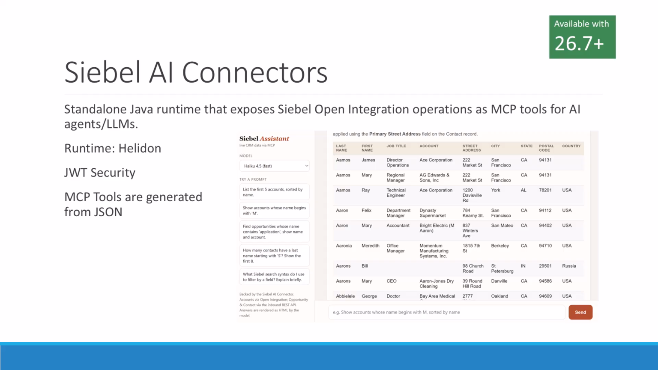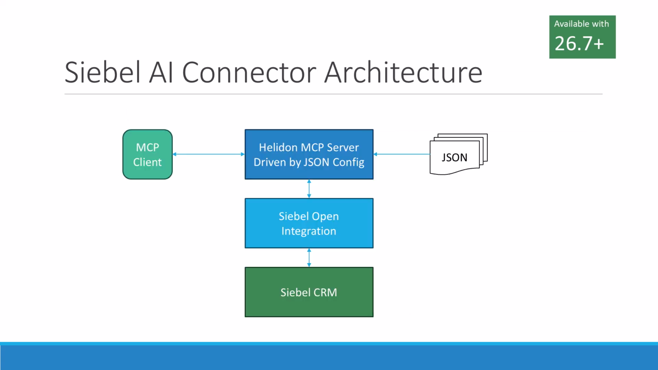Or how do you make sure that a rogue AI lobster cannot update or, heaven forbid, delete your precious Siebel CRM data? It's a bit like going to the moon. A great many things have to go right to get them there and back in one piece. Enter the Siebel AI connectors with Siebel 26.7.